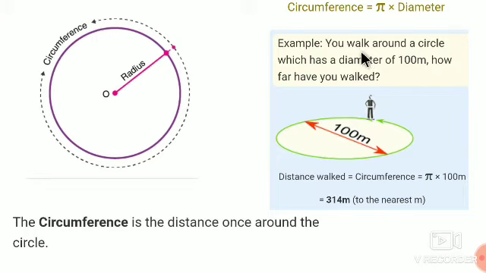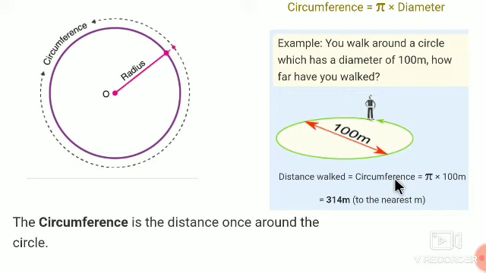For example, you walk around a circle which has a diameter of 100 meters. This is the circle which has the diameter 100 meters. If we walk around this circular path, how far have we walked? That we have to find out. So the distance walked is nothing but the circumference.